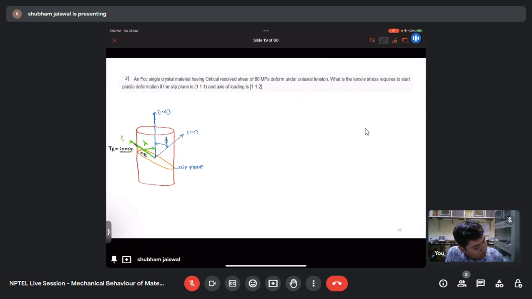We'll be using the equation tau CRSS equal to sigma into cos phi cos lambda.